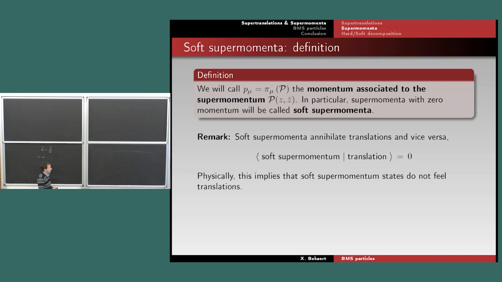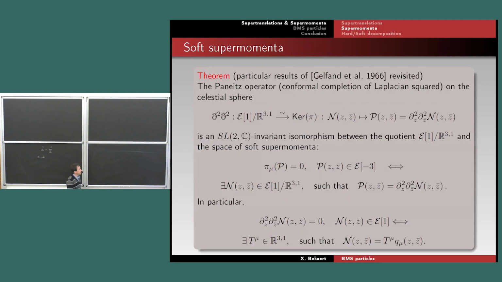Okay, so since we have this surjection, you can consider its kernel. This is what we will call soft supermomenta. These are supermomenta whose associated momentum is 0. So supermomenta annihilate translations and vice versa.